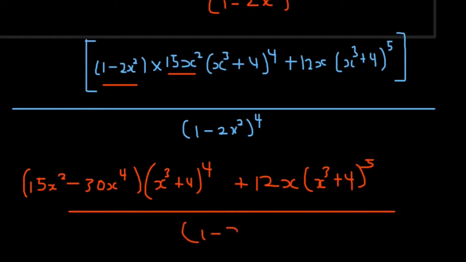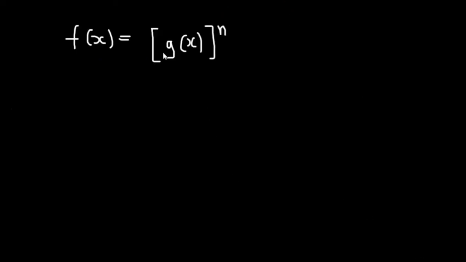1 minus 2x squared to the power 4. So we can have this as our answer. Okay, so we have something like this. So how are you going to go about this? You have to find the first derivative of this function here.